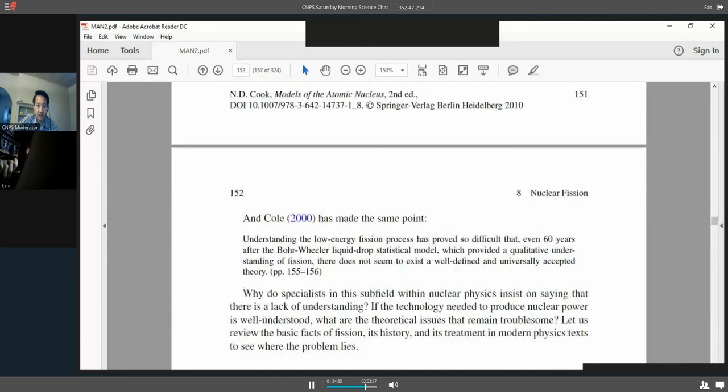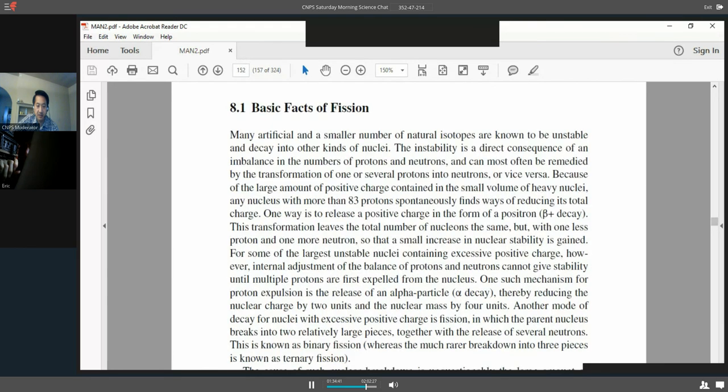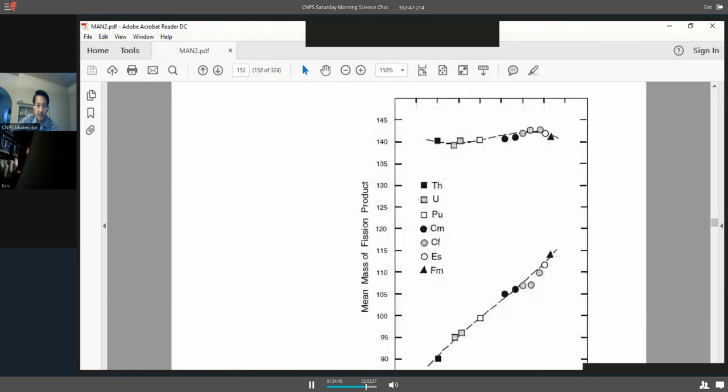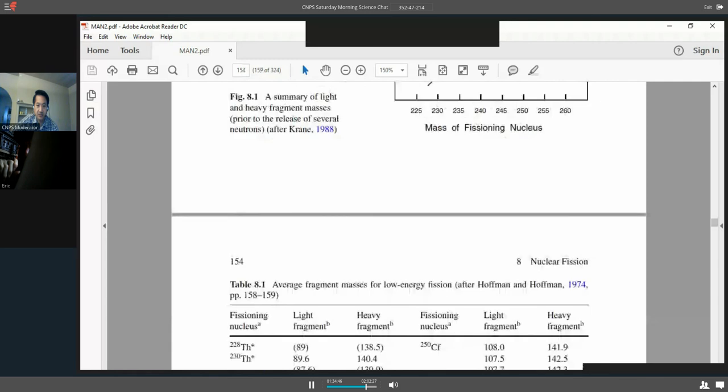Then we come to nuclear fission, understanding low energy fission processes that have proved so difficult. Low energy, right? So-called basic facts of fission. Thermal neutrons, right?